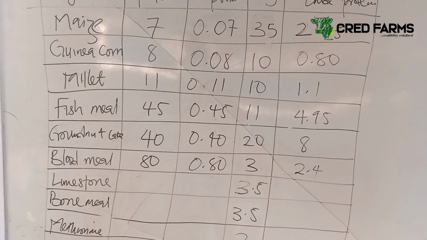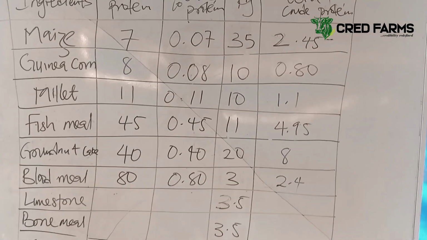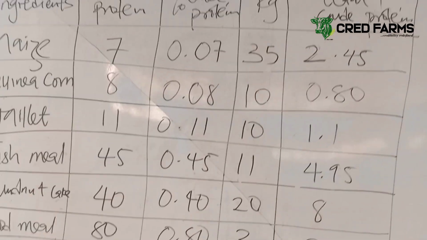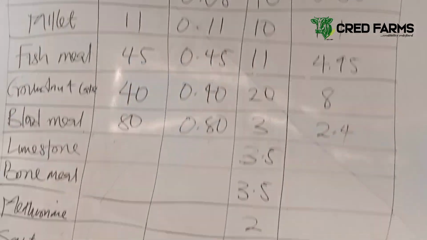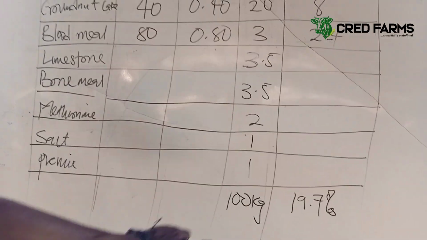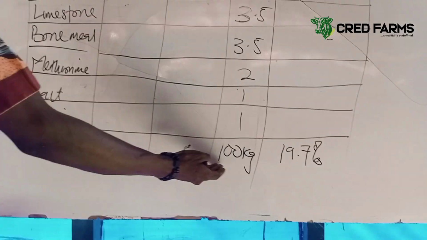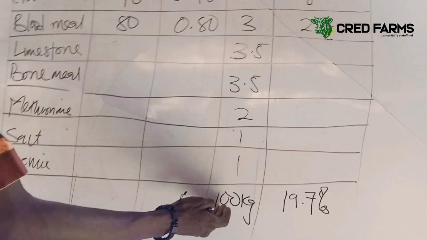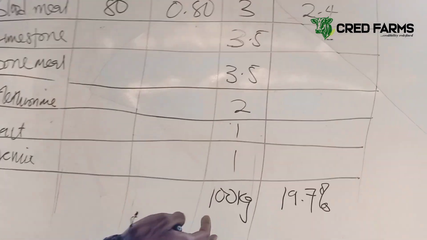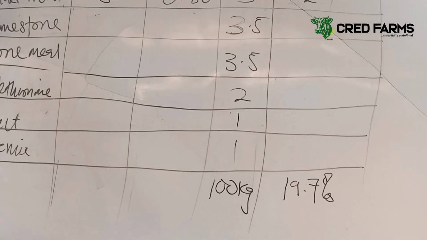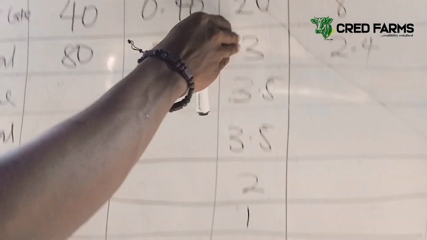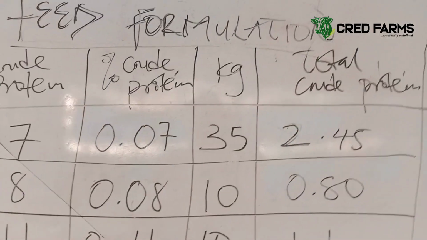Let's assume what you're looking for is not really 100 kg. What you're looking for is 25 kg. What is here is 100 kg. So if you want to produce 50 kg or 25 kg, let's assume you want to produce 50 kg, what you're going to do is divide all these figures by 2.